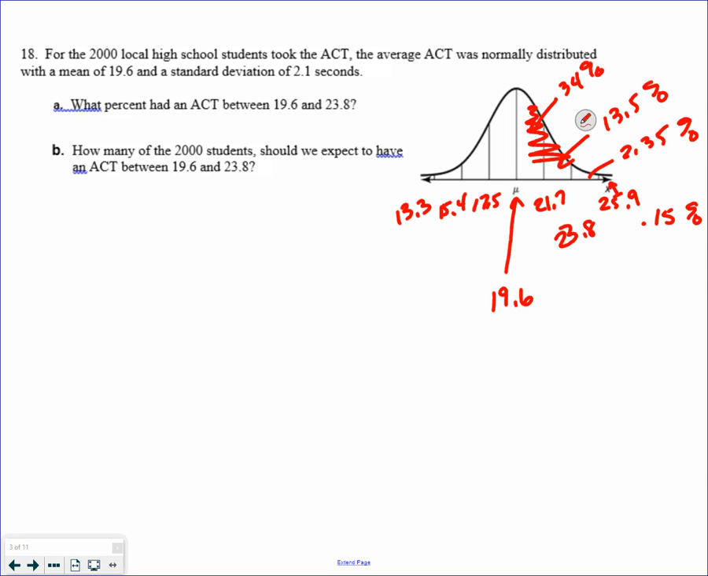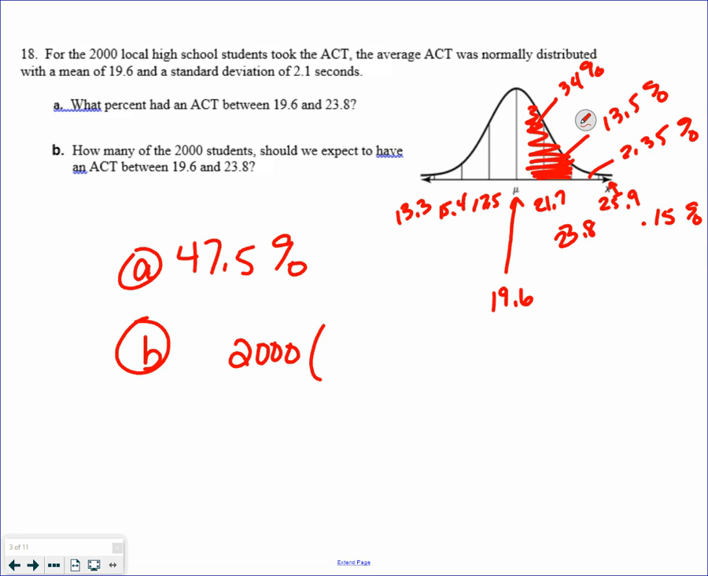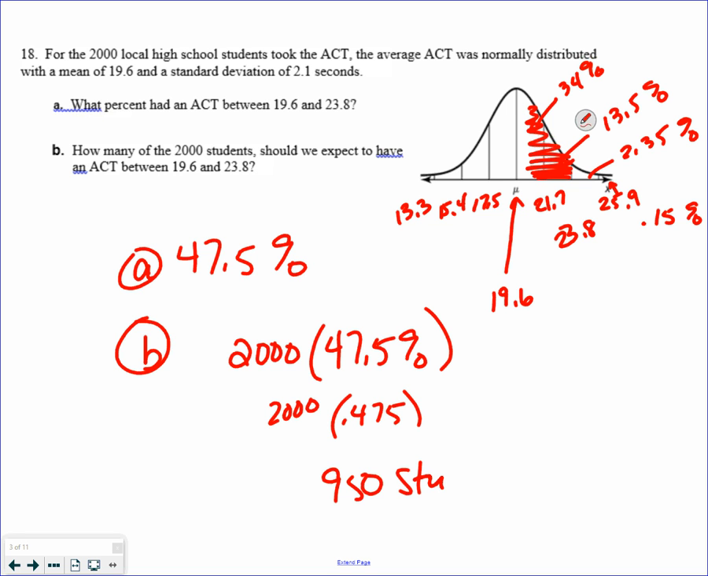Now, the question asks, what percent had an ACT between 19.6 and 23.8? So you're talking about these two areas. And so you add those two up, you get A to be 47.5%. B now, how many of the 2,000 students should be expected to have an ACT score between 19.6 and 23.8. Since 2,000 students took the test, and 47.5% of the students were in that area, you multiply those two together. Reminder, this is 0.475 when you go to multiply. So you're talking about 950 students.